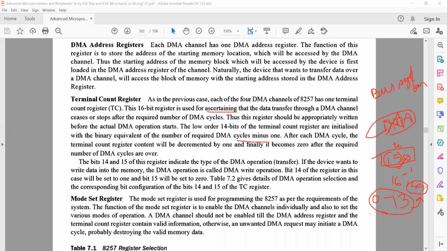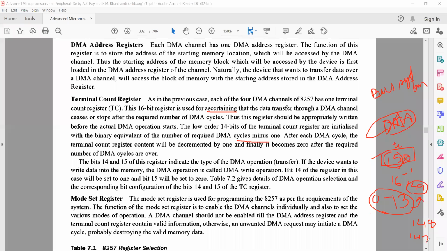After each DMA cycle, what happens? This count decreases. Suppose one DMA cycle is over, then the terminal count register will turn to 148. Another one is over, it turns to 147. After completion of each and every DMA cycle, the terminal count register value gets decreased by 1, and finally it becomes 0. That indicates the DMA operation has finished.